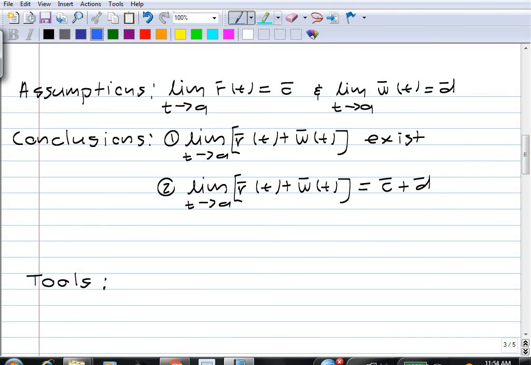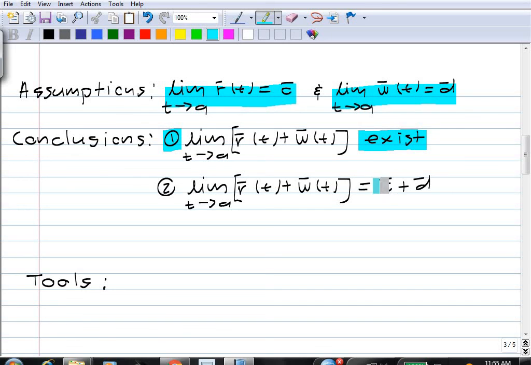So we must carefully identify what the assumptions are. Our key assumptions are the limit as t goes to a of r of t is c, and the limit of w of t as t goes to a is d. These are our assumptions, in other words, the things we can use. And what are the conclusions? In other words, what do we want to prove? Well, we actually want to prove two things. First, we want to prove that the limit of r of t plus w of t as t goes to a exists, and we want to prove that this limit equals c plus d. So we have two things to prove.